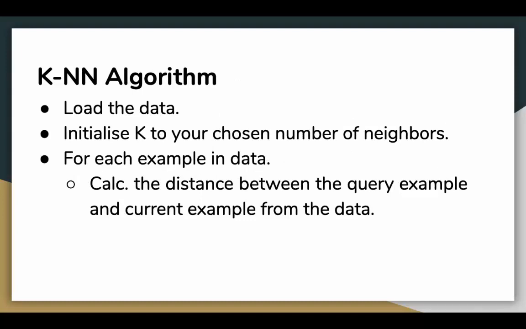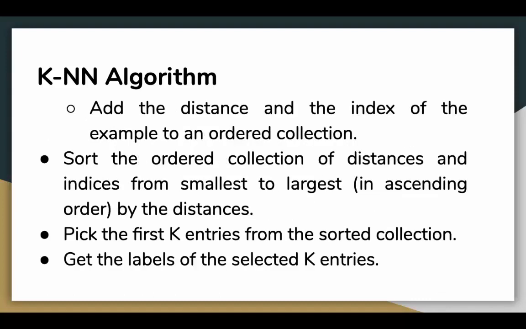First, we load the dataset. Next, we initialize the number of neighbors which we want, which is k in our case. Now, for each example in our dataset, we'll calculate the distance between the query example and the current example from the data, the distance here being the Euclidean distance. Next, we add the distance and the index of the example to an ordered collection, for example, a dictionary.